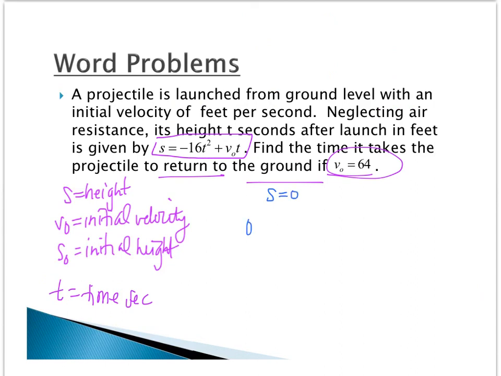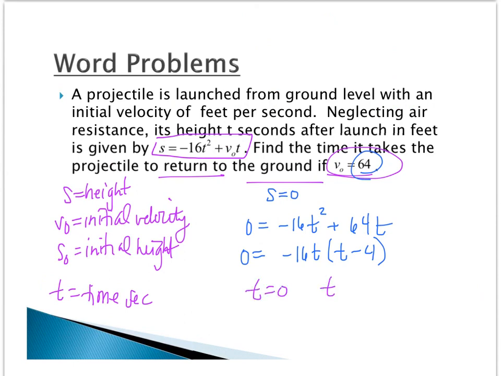So I'm going to say 0 equals negative 16t squared plus, I'm going to plug in my v sub 0 for v, 64t. This problem factors nicely, giving me negative 16t as a GCF and t minus 4 as the remaining parenthesis. If I solve both of these parentheses, I get t equals 0 and t equals 4. Obviously, the first one is when the object took off, so t equals 4 seconds is the answer that I'm looking for.